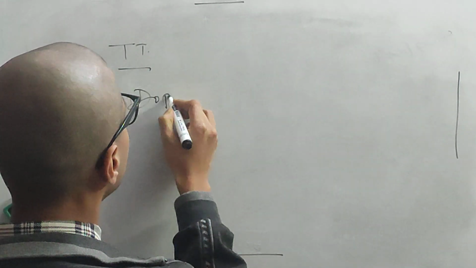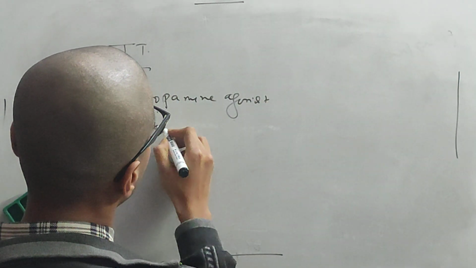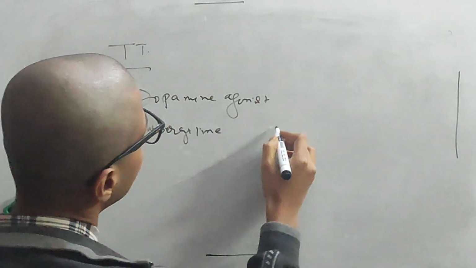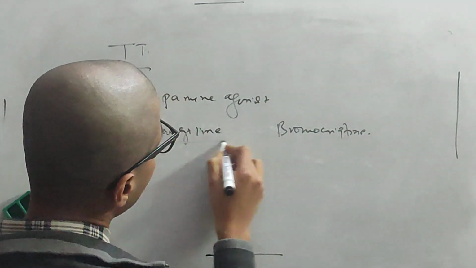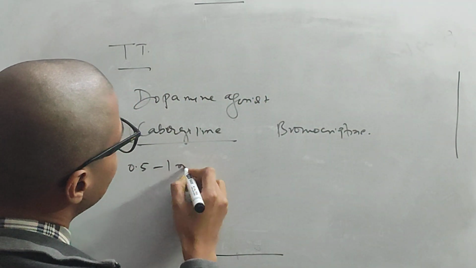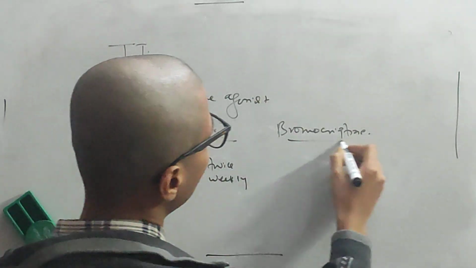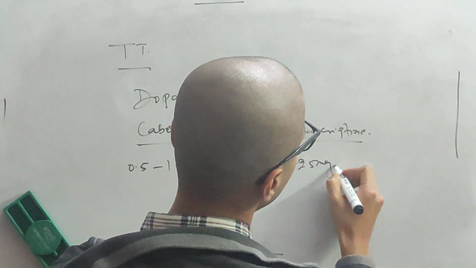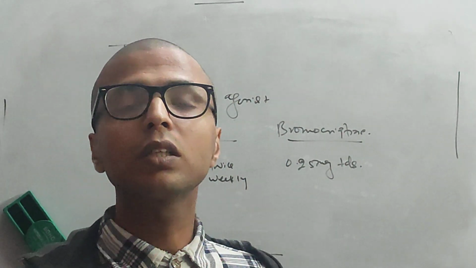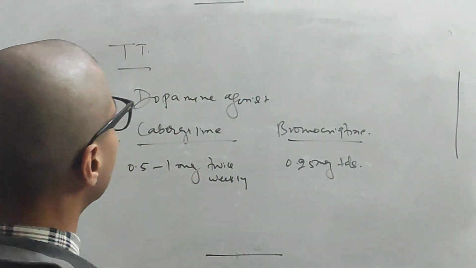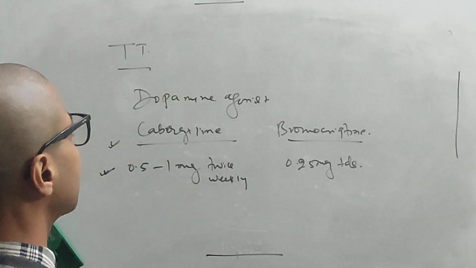We have dopamine agonists. So these are cabergoline, bromocriptine. Cabergoline you can give 0.5 to 1 mg twice weekly, because this has a long half-life compared to bromocriptine. Here you have to give 0.25 mg thrice a day. So cabergoline has a half-life of about 1 week. That's why you can give even twice weekly. So dosing frequency wise, this is more efficient, you can say.